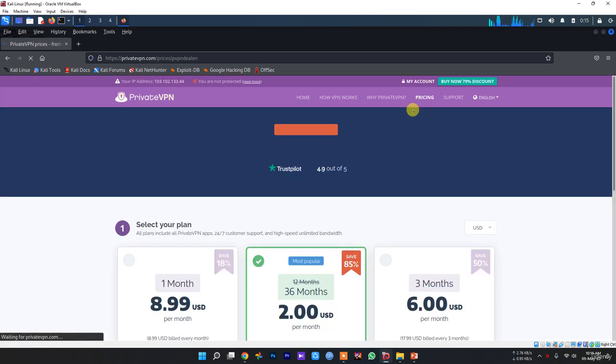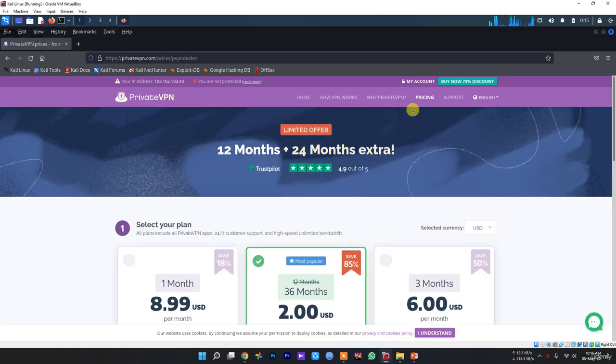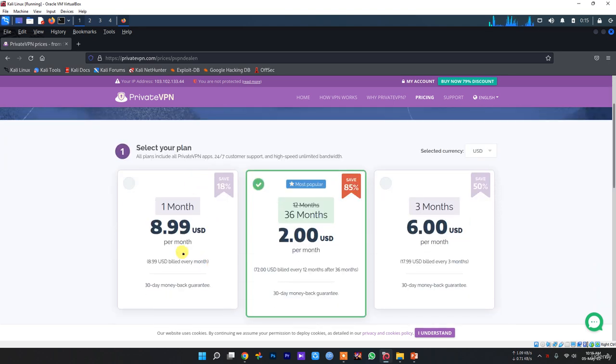So let's go to pricing. As you can see, very cheap, $9 per month. So let's talk about the pros. It is the cheapest VPN on the list that I am showing. Very beginner friendly and smooth service. Works seamlessly with most streaming platforms like Netflix, HBO Max, Disney, etc.